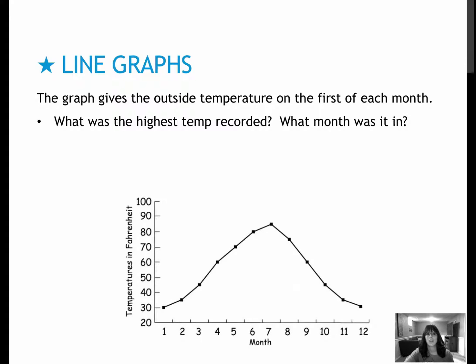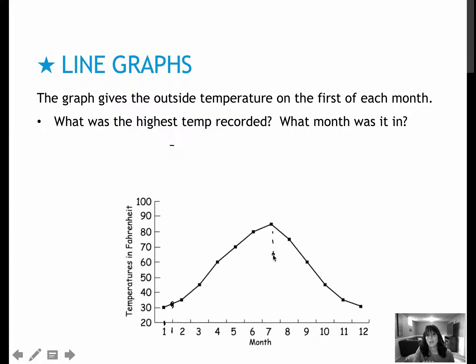So in this line graph, there is no title, which is a big no-no. But as you can see in the question, it tells us that the graph gives the outside temperature on the 1st of each month. One thing that they did on this line graph that I don't love is notice from 0 to 1, so the first month, they did it in the middle of the space as opposed to putting the 1 here and putting the dot there. So that's what I would prefer if you were making a line graph, is to put it directly over that line. But the question here is asked, what is the highest temp recorded and what month was it in?